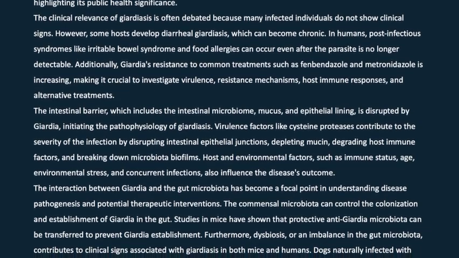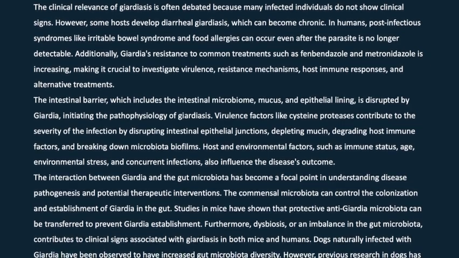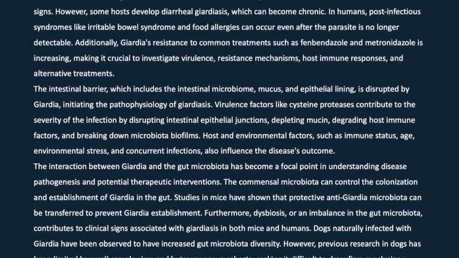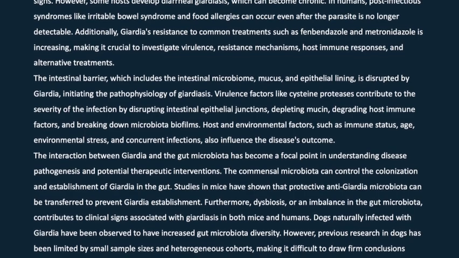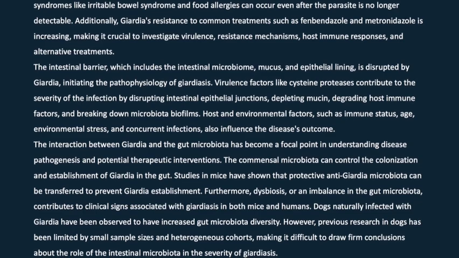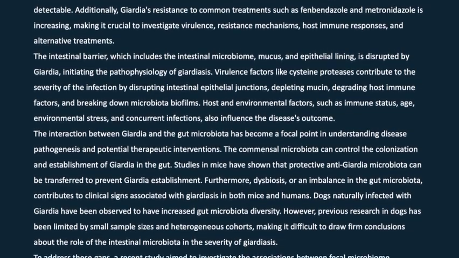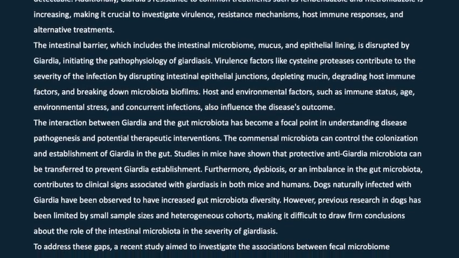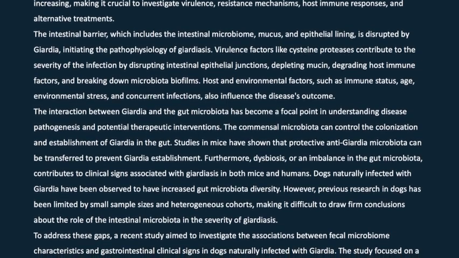The intestinal barrier, which includes the intestinal microbiome, mucus, and epithelial lining, is disrupted by Giardia, initiating the pathophysiology of giardiasis. Virulence factors like cysteine proteases contribute to the severity of the infection by disrupting intestinal epithelial junctions, depleting mucin, degrading host immune factors, and breaking down microbiota biofilms. Host and environmental factors, such as immune status, age, environmental stress, and concurrent infections, also influence the disease's outcome.